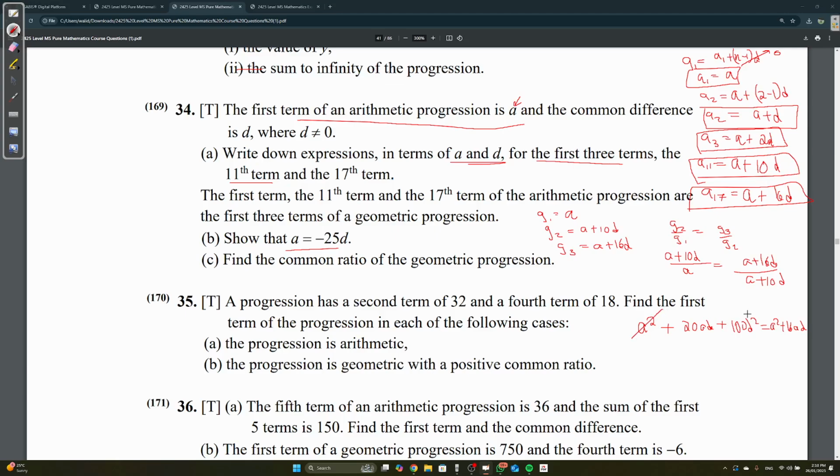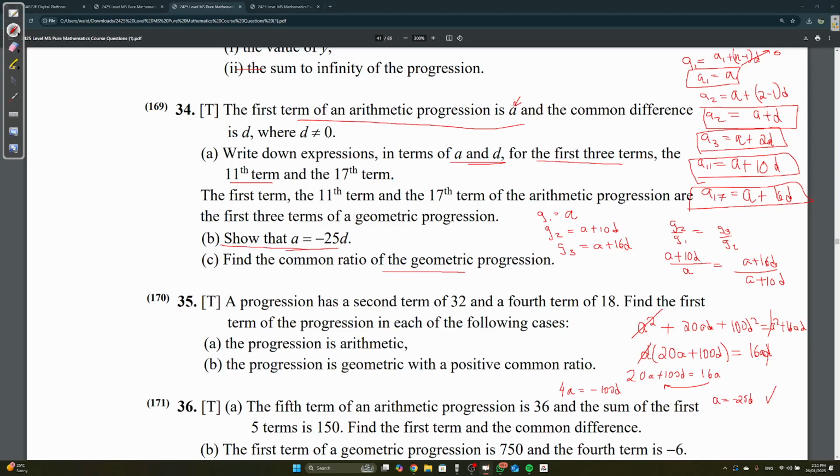We can cancel a squared on both sides. Why? Because if you move it over there, a squared minus a squared just cancels. Over here, we can factor d out on both sides. So we factor d out and get 20a plus 100d is equal to 16a. Take 16a over, you're going to get 4a is equal to, take the 100d over, it becomes negative 100d. Divide by 4 on both sides, you're going to get a is equal to negative 25d, as asked in the question.